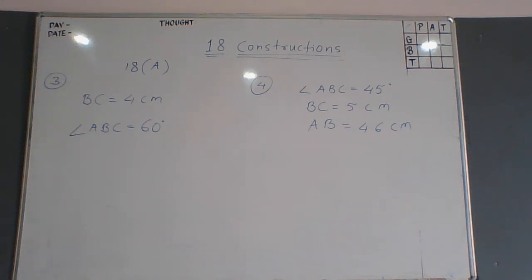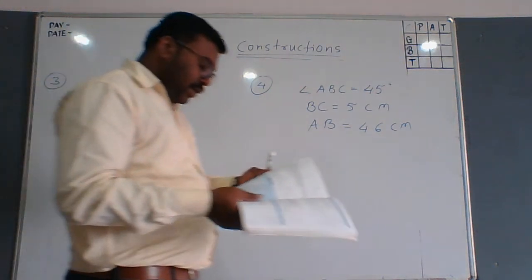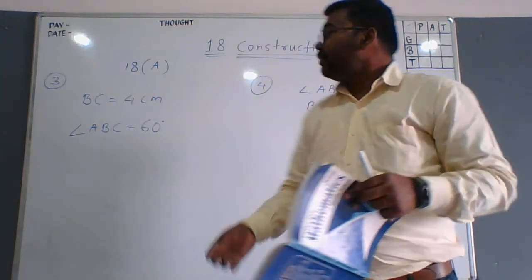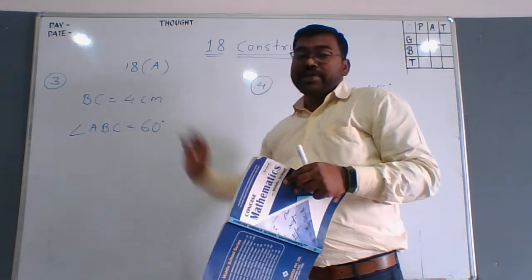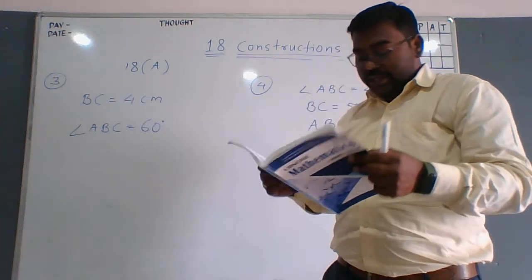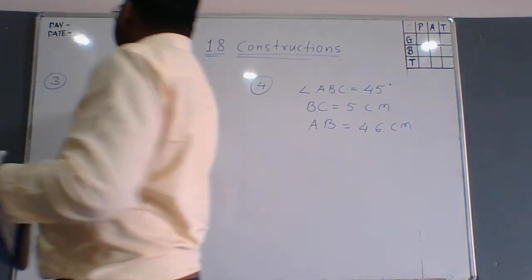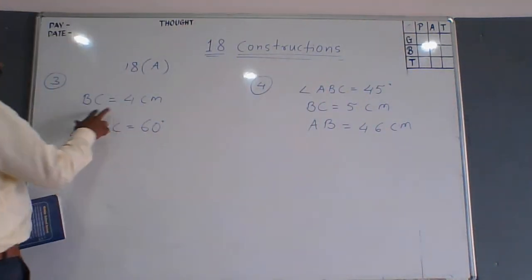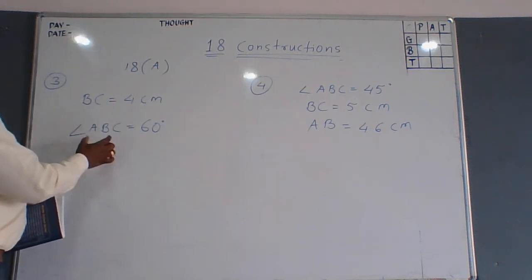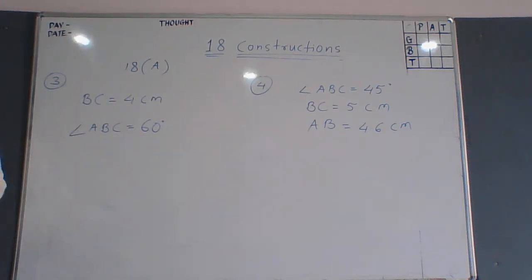Okay, good morning students. Now here we are continuing with exercise 18. In this we are going to learn question number 3. The question is: we want to draw the segment BC of 4 centimeter and angle ABC of 60 degree. So first we will draw the segment BC.